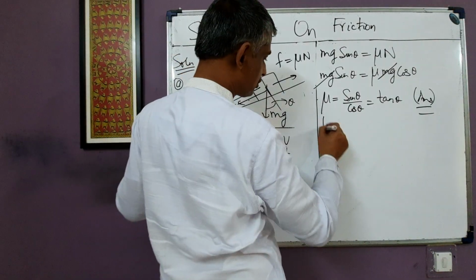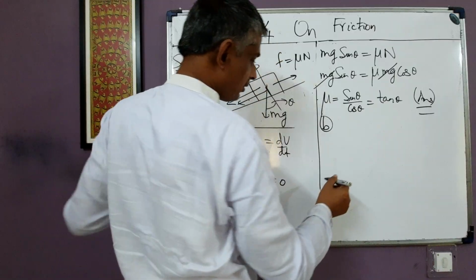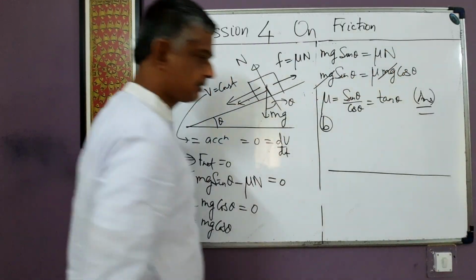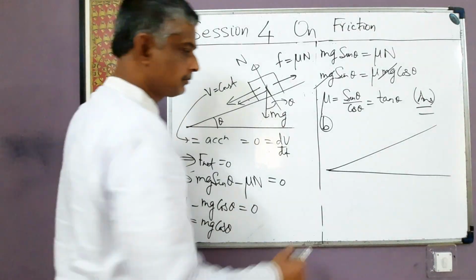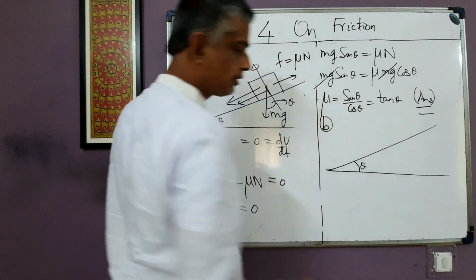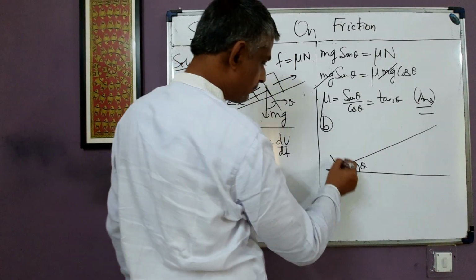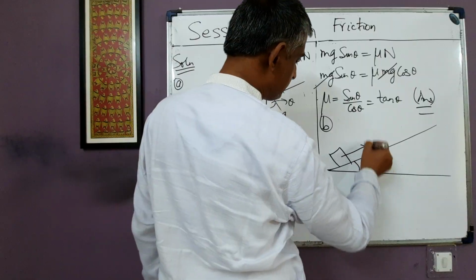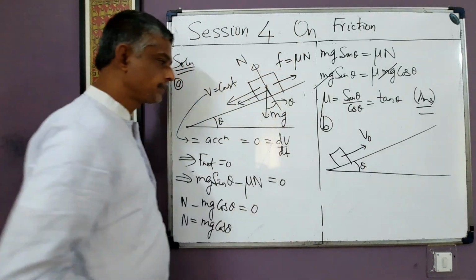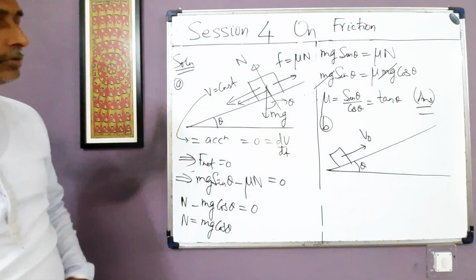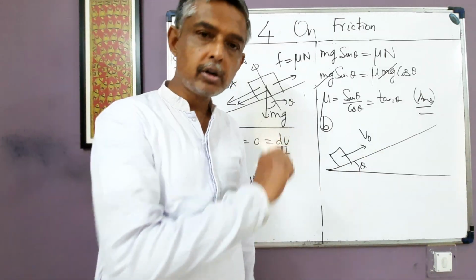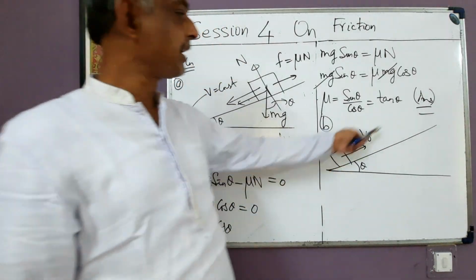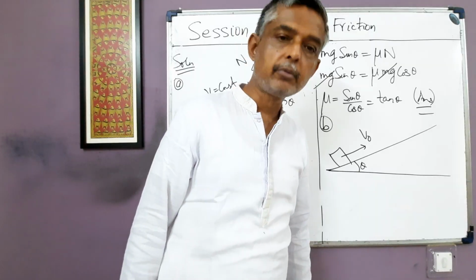Now in part B of the question, what has been asked? We have been told this. This is the horizontal surface. This is the fixed rough inclined plane, which makes an angle of theta with the horizontal. The same block is projected up the inclined plane with initial speed v0. We have to find out after covering what distance the block will momentarily come to rest, and after what time the block will come to rest. These two things we have to find out.